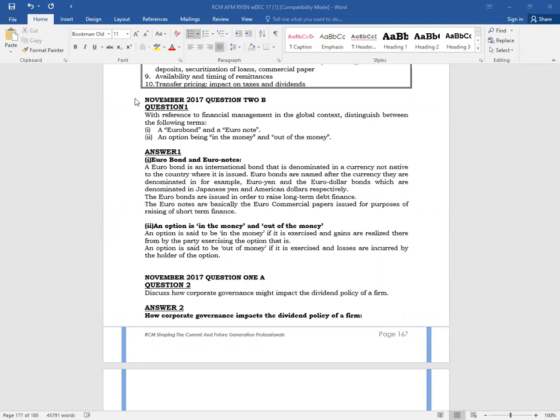You have to talk very fast. What is the difference between a Eurobond and a Euronote?